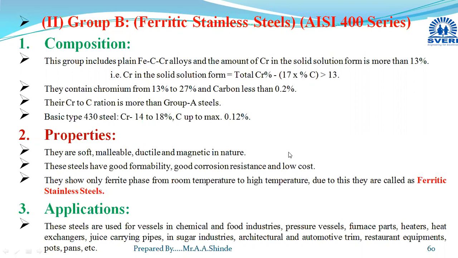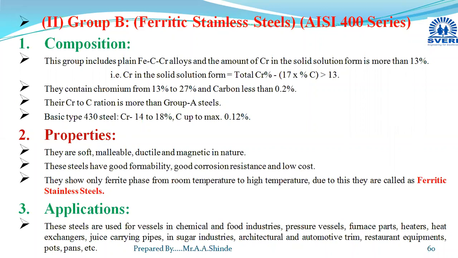Due to these properties, the ferritic stainless steels are used for manufacturing of different vessels, which we are using in the chemical and food industries, then manufacturing of different pressure vessels, different furnace parts, different kinds of heaters, heat exchangers, then juice carrying pipes in sugar industries, then architectural and automotive trims, then different kinds of restaurant equipment, pots, pans. Okay, all these are manufactured with the help of these ferritic stainless steels.